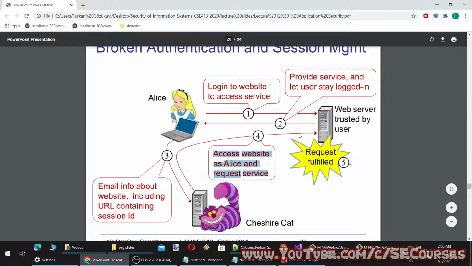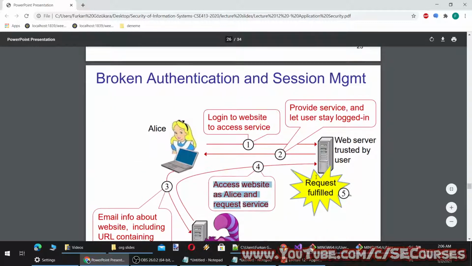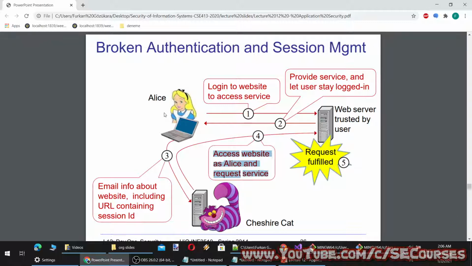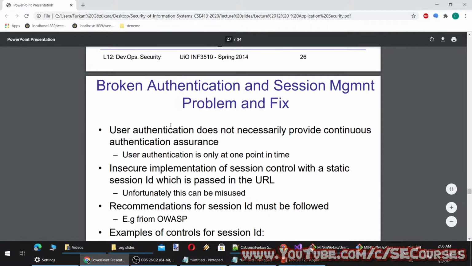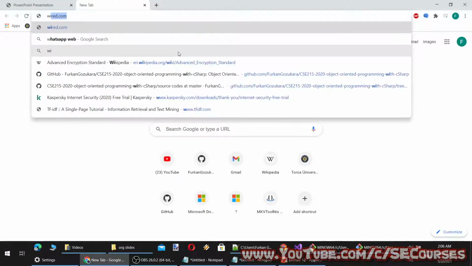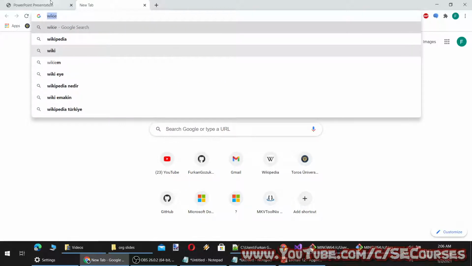You see, with a session ID, another person can mimic being the user, because the server knows somebody by a unique session ID, and until that session ID expires, it is valid. So this is about broken authentication and session management. Broken authentication and session management problem and fix. For example, I will show you what I mean. Let's log in. Let's look for this.